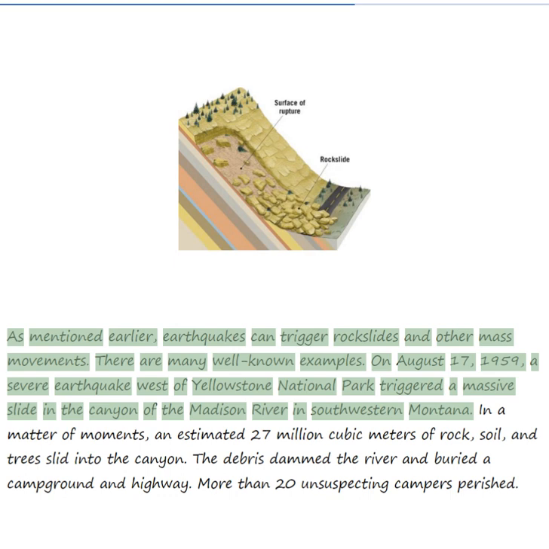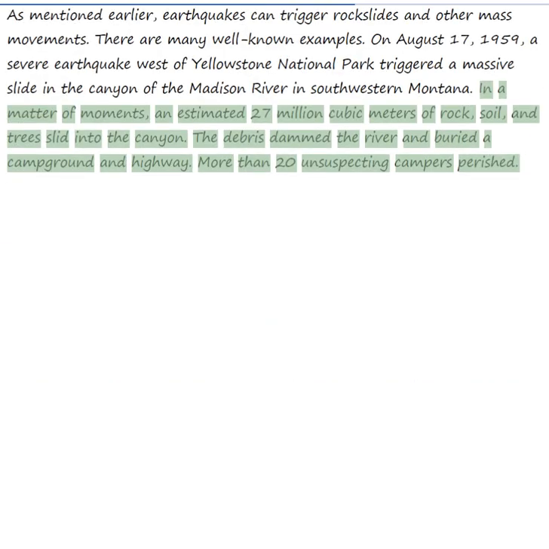On August 17, 1959, a severe earthquake west of Yellowstone National Park triggered a massive slide in the canyon of the Madison River in southwestern Montana. In a matter of moments, an estimated 27 million cubic meters of rock, soil, and trees slid into the canyon. The debris dammed the river and buried a campground and highway. More than 20 unsuspecting campers perished.